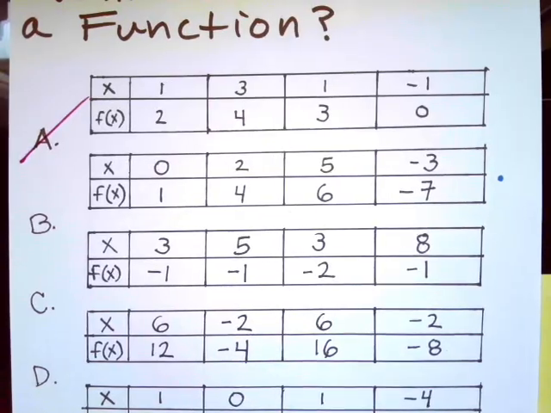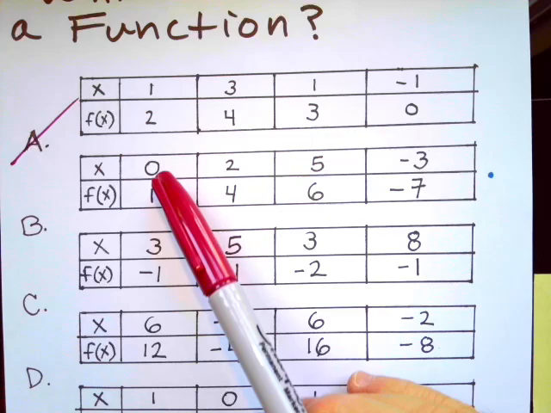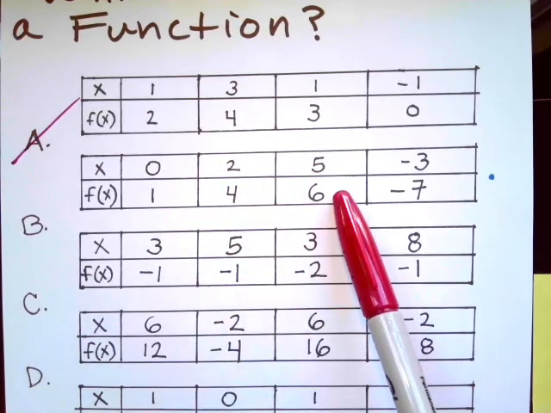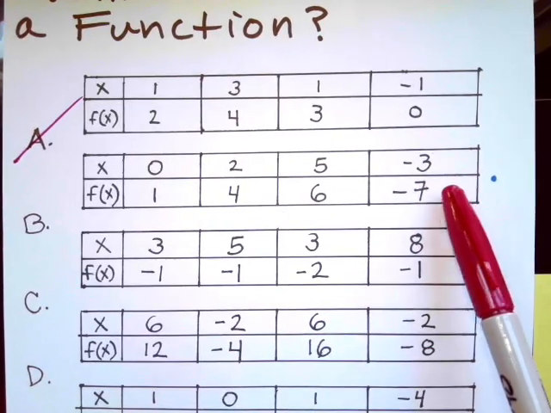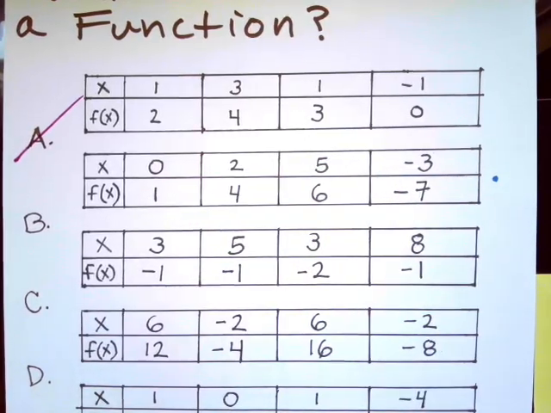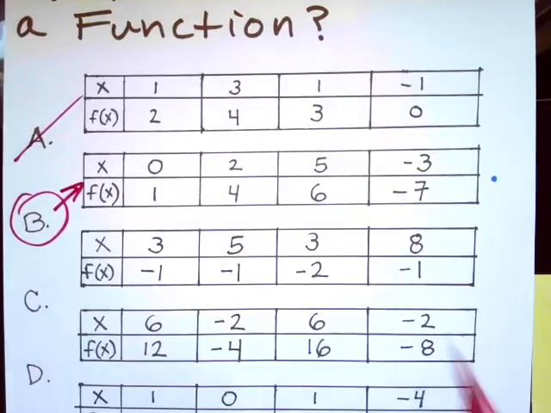Let's take a look at B. X is 0, y is 1. X is 2, y is 4. X is 5, y is 6. X is negative 3, y is negative 7. Do any of the x values repeat? No. My answer is going to be table B.